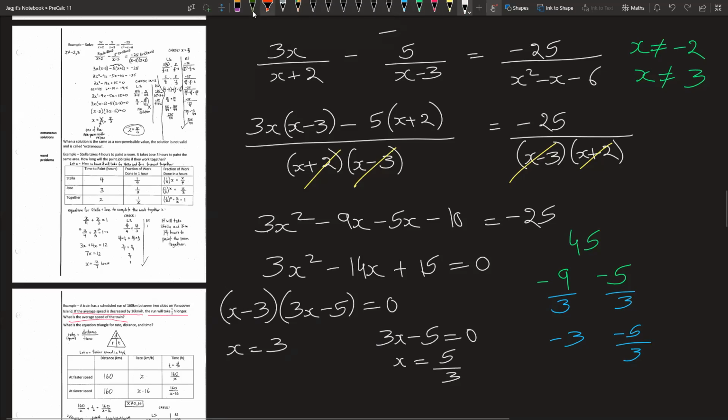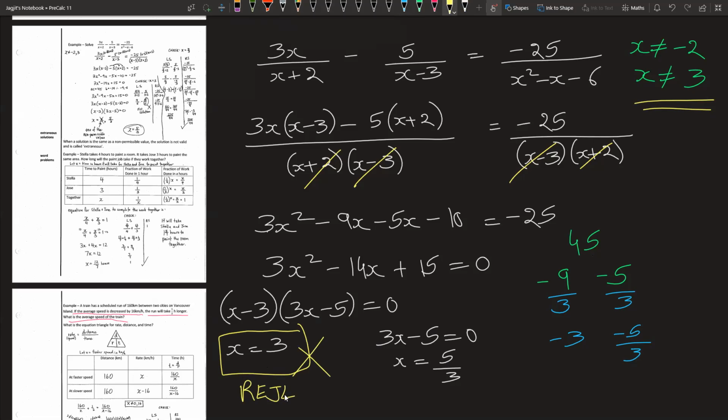But you do realize, guys, you have to go back and look at the non-permissible values. It says x cannot be equal to 3. But over here, you got x is equal to 3. You say, nope, I'll have to reject this, because this is my non-permissible value. So my only answer is x is equal to 5 over 3. That's my only answer. Always check when you get your answer if it's one of the non-permissibles. If it is, then you're going to have to reject that.